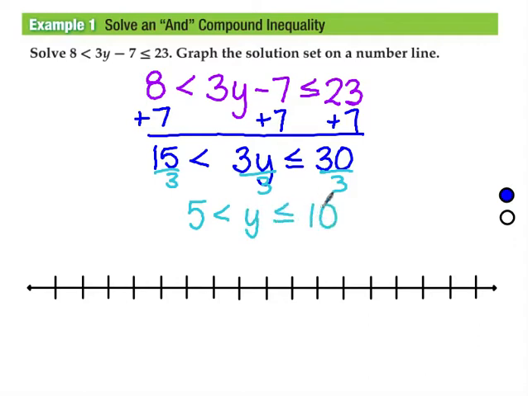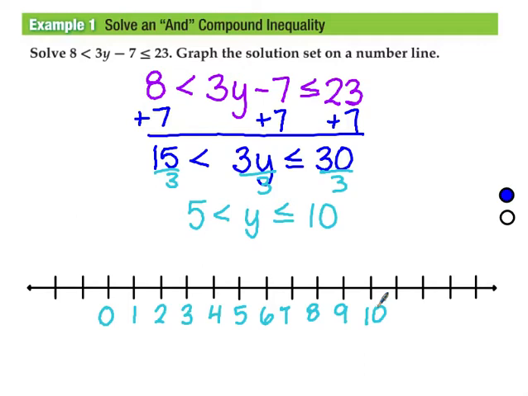Now, the beauty of this problem is that I don't have to worry about doing 3 graphs. I can just do 1. And so I'm going to look at what I'm given in the problem. And notice here, it says that my solution is between 5 and 10, correct?